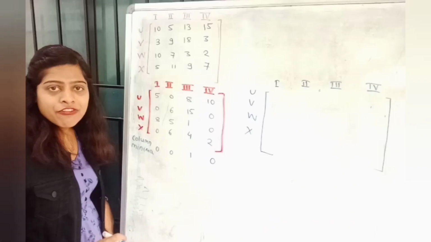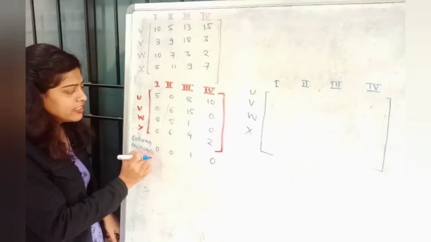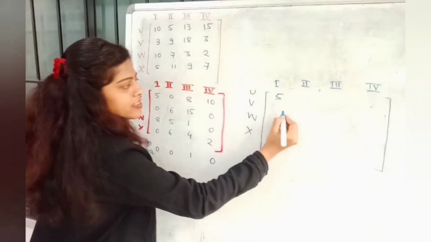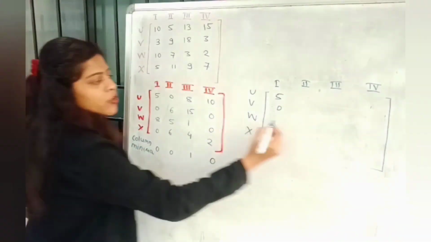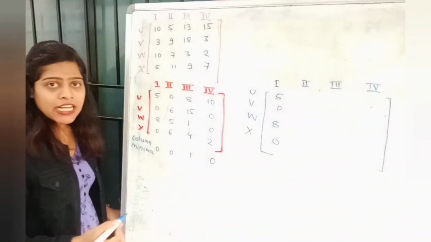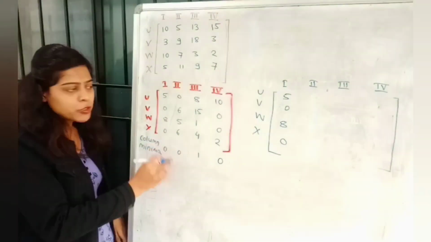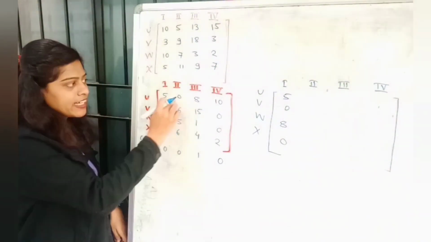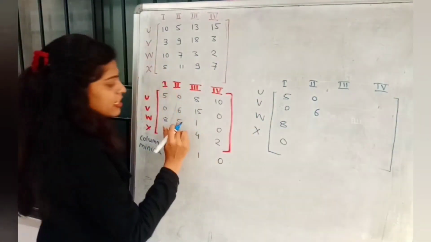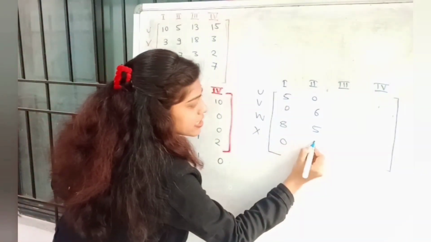Then we get, in the first column, we subtract 0 from each element of column 1, that is 5 minus 0 is 5, 0 minus 0 is 0, 8 minus 0 is 8 and the last one is 0 minus 0 is 0. Similarly, if we subtract 0 from each element of column 2, then column 2 remains as it is, that is 0 minus 0 is 0, 6 minus 0 is 6, 5 minus 0 is 5 and the last element is 6 minus 0 is 6.